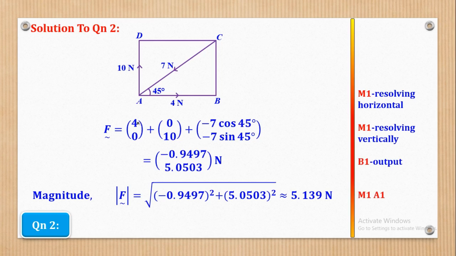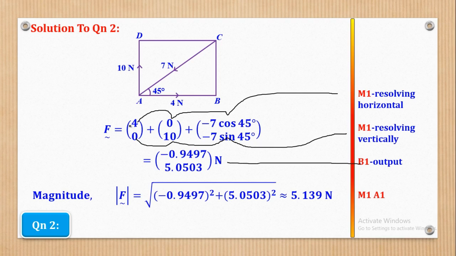So basically that's what they wanted, and now let's see how much can be awarded. The first mark is for you to resolve horizontally, so getting this 4, 0 will give you that 1 mark, and the second mark is for resolving vertically, so this and this will give you that second mark. Now the third mark is for the output, so adding the horizontal to give you this and also adding the vertical to give you this will get you that third mark. Now the fourth mark is for substituting in the formula for magnitude, and A1 is for the final answer, which is 5.139 newtons. So basically that's how the 5 marks could come about.